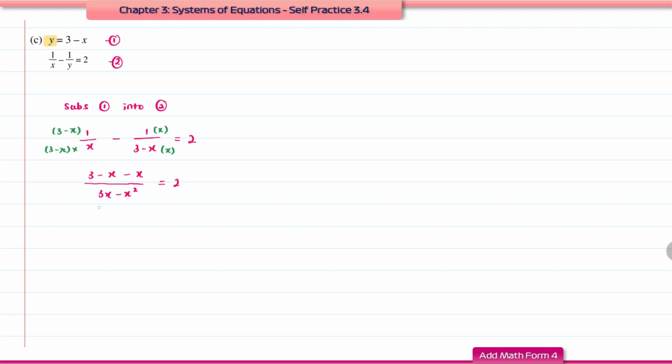Next, I'm going to solve this one, right? And then I'm going to move this to the other side. So you're going to have 3 minus 2x equal to 2 times 3x minus x squared. So expand this.